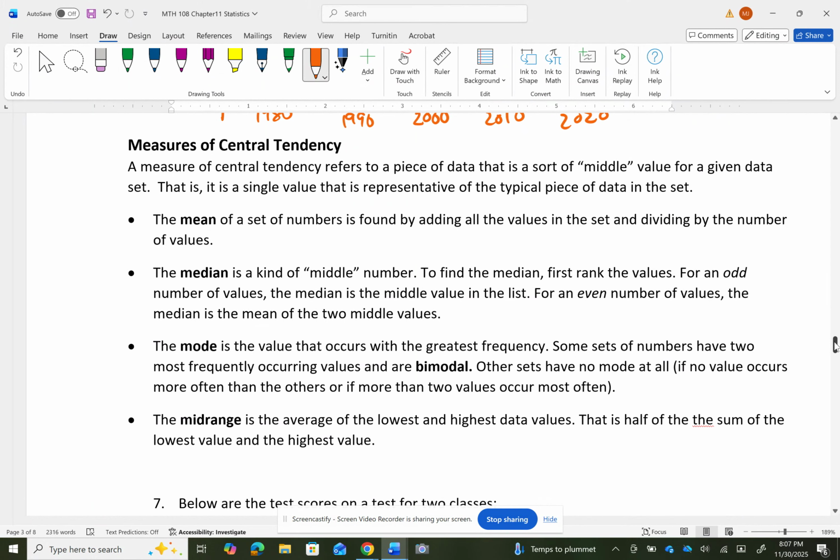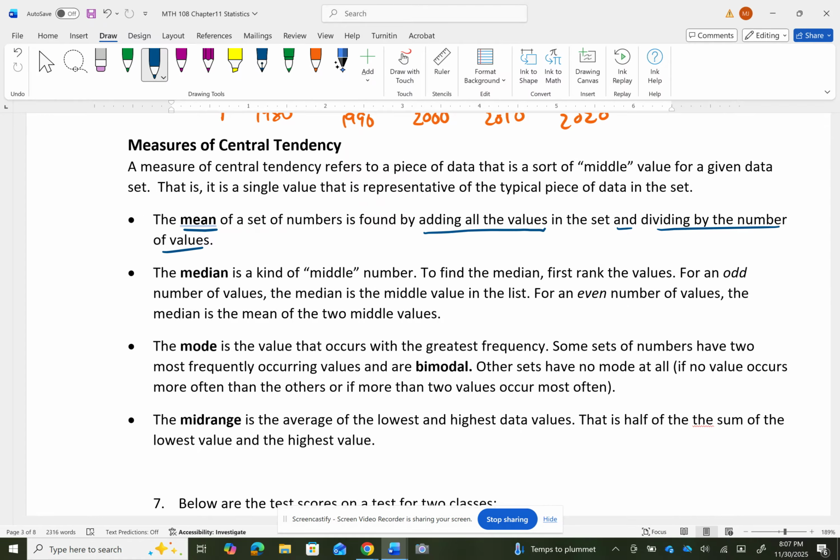You probably know a lot about all of these, or at least the first three. The mean is what you typically do to get your average in a class. So the mean of your test grades would be adding up all the values that you have and then dividing by how many values there are. So, adding all the values and dividing by the number of values.